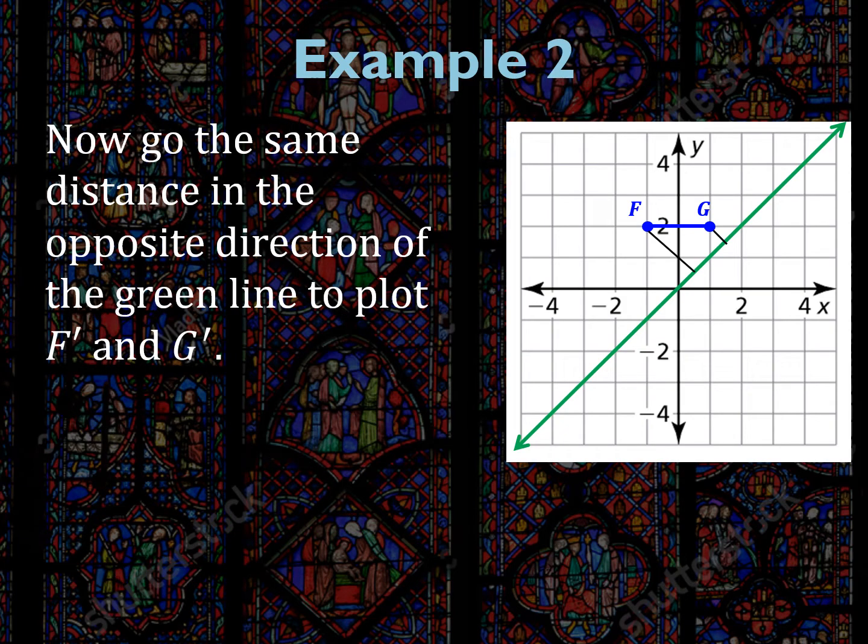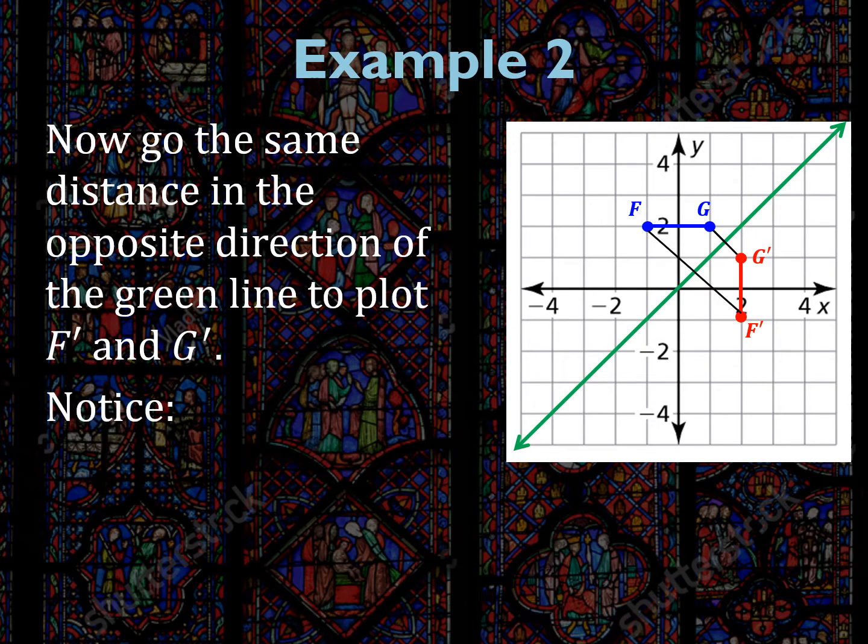So now we're going to go in the opposite direction from the green line, the same distance to plot points F prime and G prime. So notice F prime is 1.5 diagonals away from the green line. If you start at F and go to the green line, it's about 1.5 diagonals away, which means F prime has to be 1.5 diagonals away from the green line, but in the opposite direction, right there at 2, -1. G prime is half a diagonal away from the green line, so G prime has to be half a diagonal away in the other direction. Now we can connect the segments together, and that represents the reflected segment across the line y equals x.